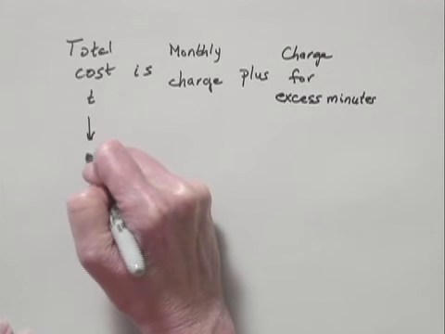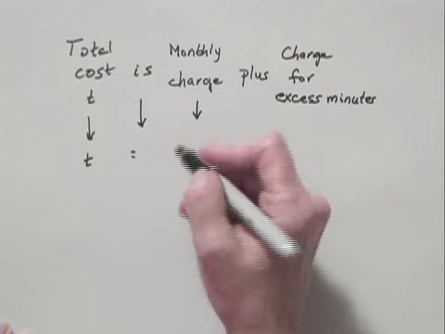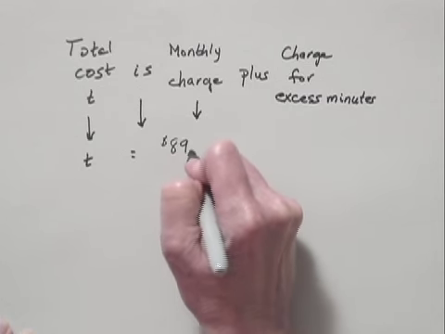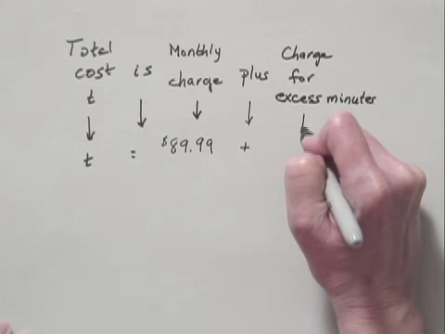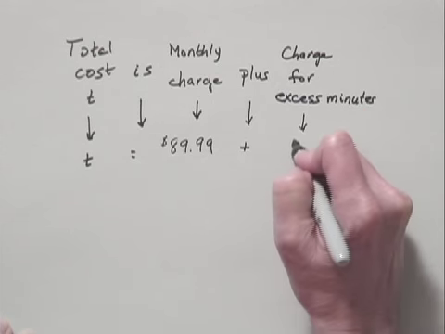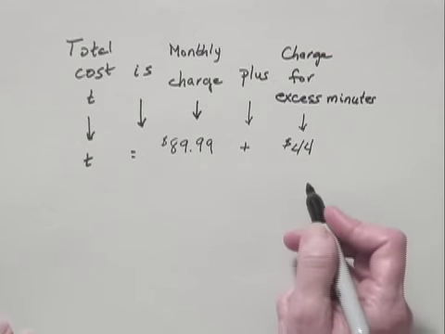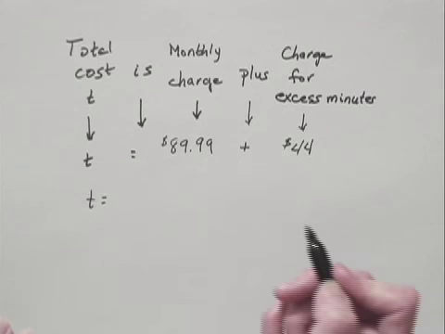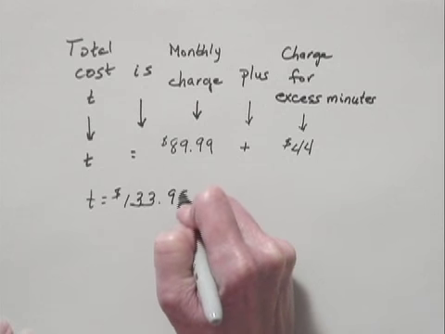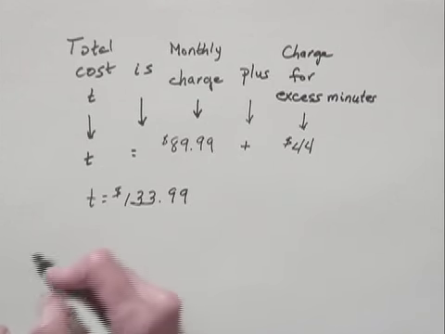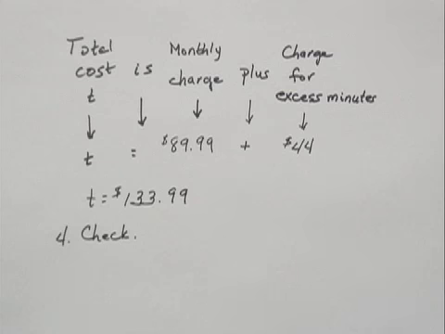So the total cost T equals the monthly charge, which we were told was $89.99. And to that we have to add the charge for the excess minutes, which we computed to be $44. So to solve this equation, we just do the addition on the right-hand side, and we see that T is equal to $133.99.